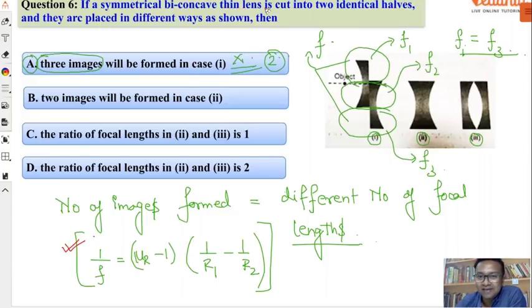It's a biconvex lens cut into 2 identical halves. This is an important thing, and they are placed in different ways as shown out here. These are identical, so you can just take R and R. Here they have asked us to find out, so this is not the option. Obviously, the second one is also not the option. So among the third and fourth, we need to find out which is the right answer.